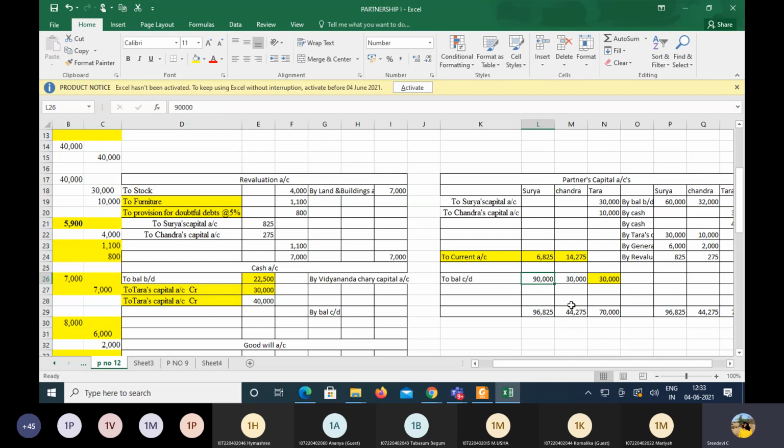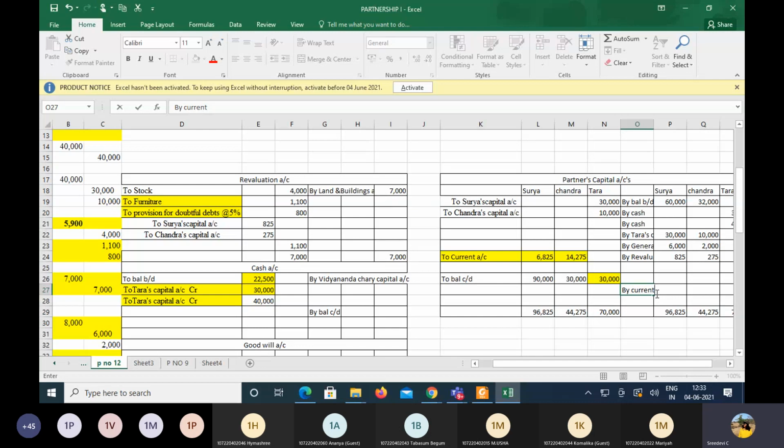Now let us take, for example, 50,000 is supposed to be maintained by Chandra in the firm, but here he's having only 44,275. That means his capital account is falling short. So he's actually supposed to bring the capital up to that level, but that balance here we are going to transfer onto the credit side as by current account, and the current account will show a debit balance in the balance sheet.